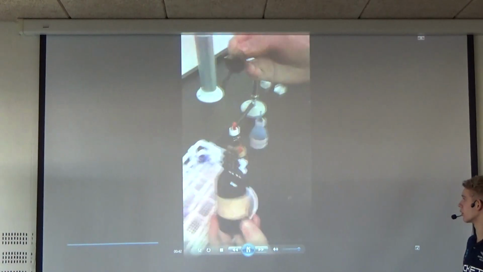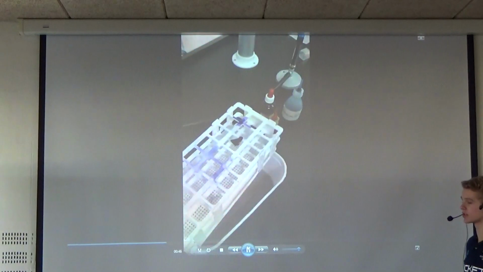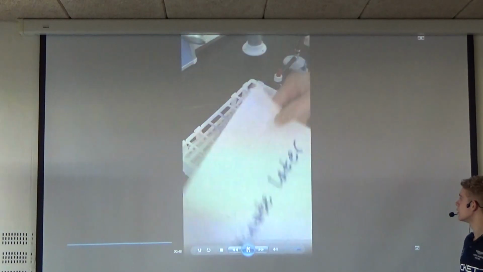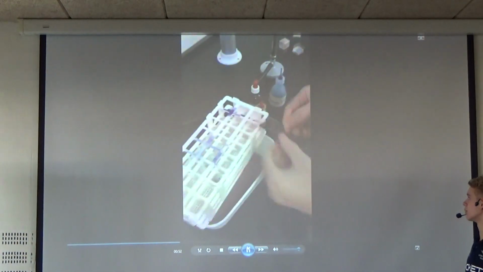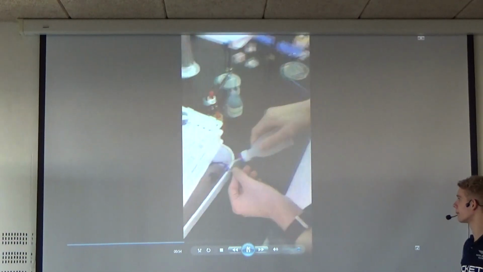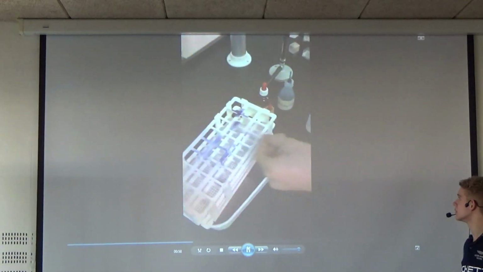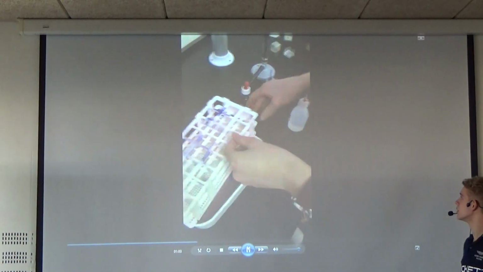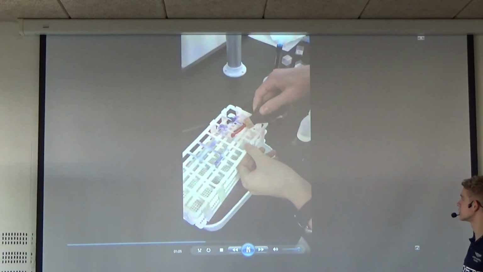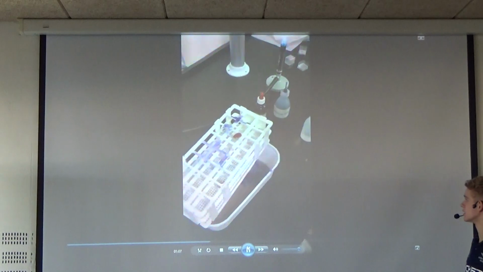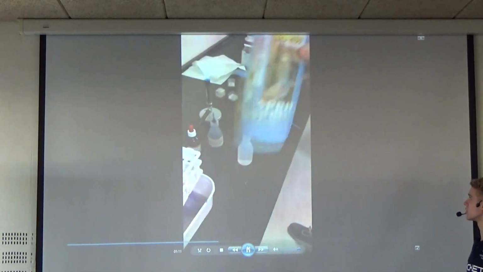This is our primary color. This is for gram-positive bacteria. It's called crystal violet. And it has to sink in for a minute and then be washed off with the normal tap water. Then we put on iodine. This is to help the crystal violet bind to the gram-positive cells. It also has to sink in for a minute and then be washed off with ethanol.